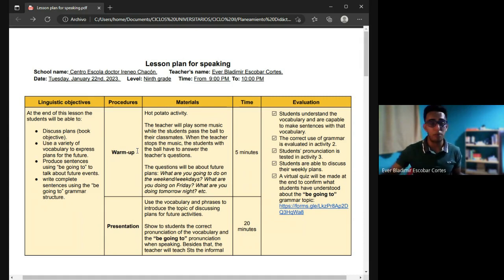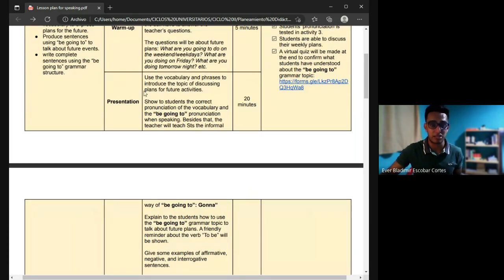So then we pass to the presentation stage. In the presentation stage, the first thing that I'm going to do is use the vocabulary and phrases the students have provided to me and the vocabulary that the book already has. Then we show students the correct pronunciation of be going to, and besides that, show students the informal way of saying going to, gonna, right? So they're going to learn that going to and gonna.